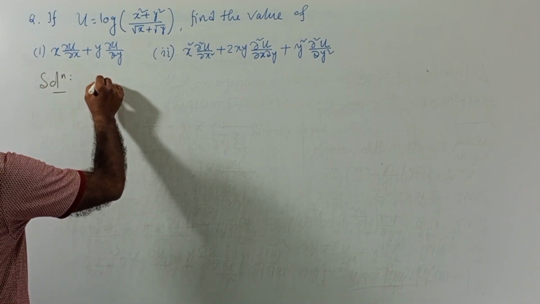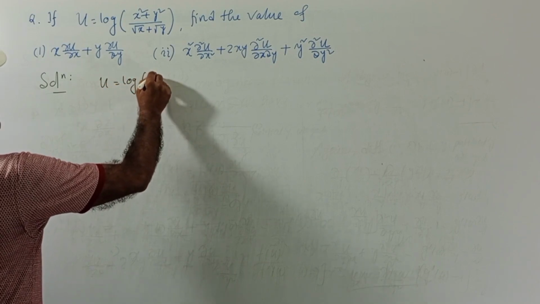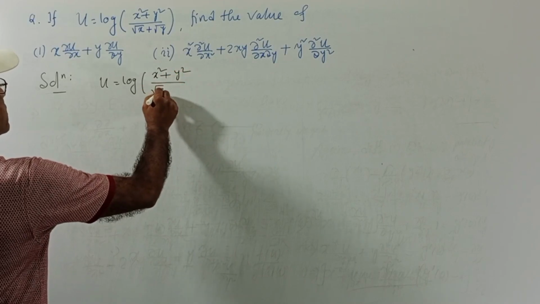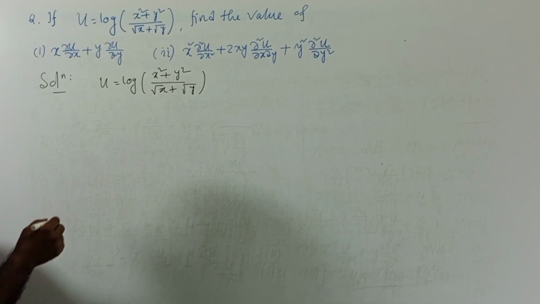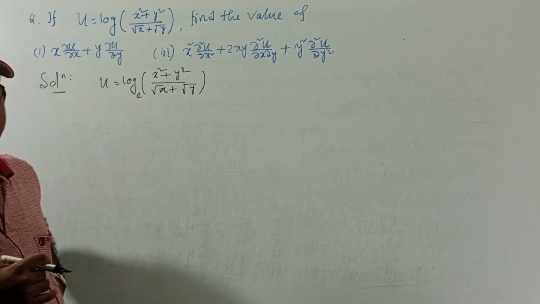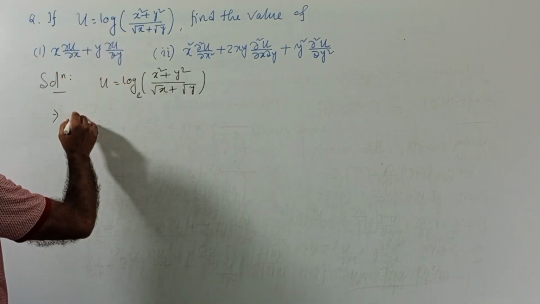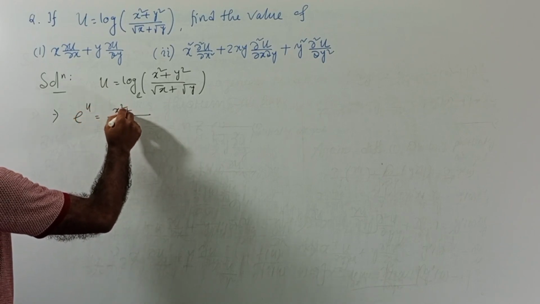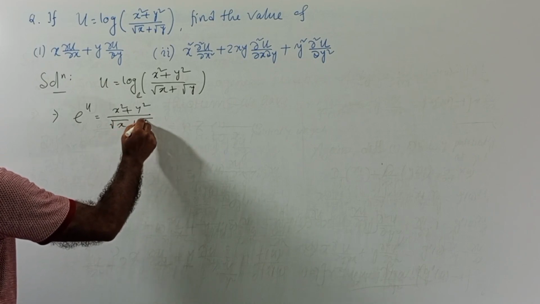So u equal to log of (x square plus y square) by (root x plus root y). Now log means here base is e. E is silent, e not given. So this implies if we remove this log, then e to the power u equal to (x square plus y square) by (root x plus root y). We get this.